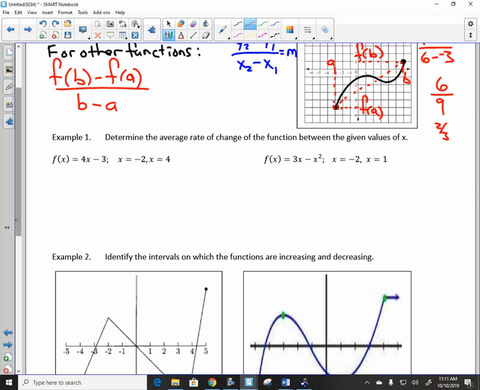You have f of x equal to 4x minus 3. Everybody should be able to look at that and determine what kind of function it is. What shape does this make? It's a line. What's the slope? 4. So therefore, the average rate of change should also be 4. Let's show that that's the case. I first do f of 4 minus f of -2 divided by 4 minus -2.